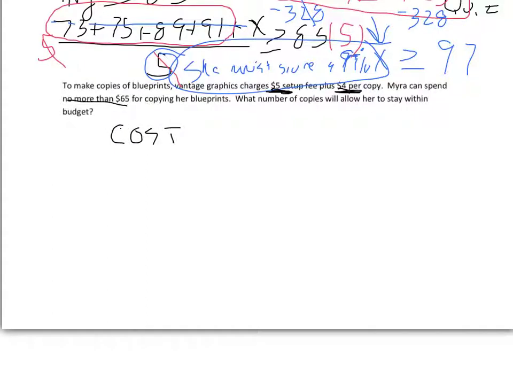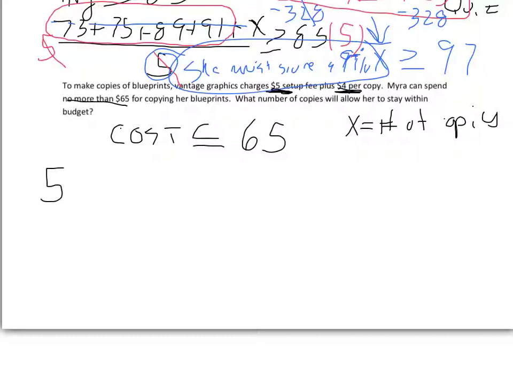no more than means less than or equal to 65. So her cost needs to be less than or equal to 65. I think saying that in words helps us once we start coming up with the equation. Now, what number of copies will allow her to stay in her budget? So I'm going to say x equals number of copies. Now her costs are going to be $5, that fixed cost, plus 4x.